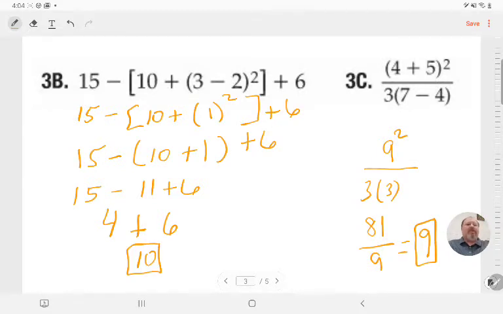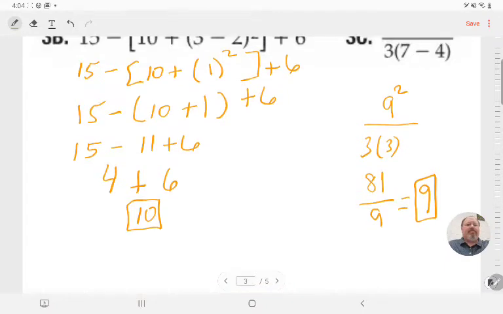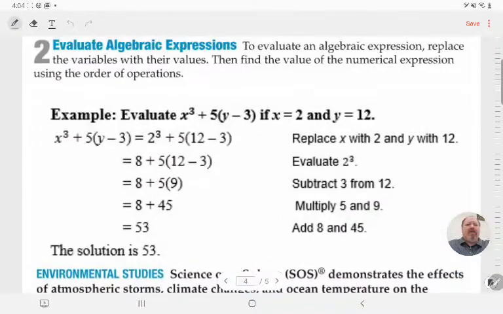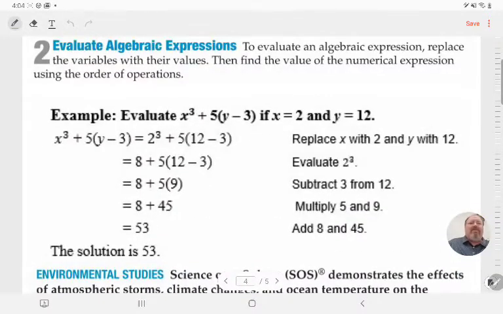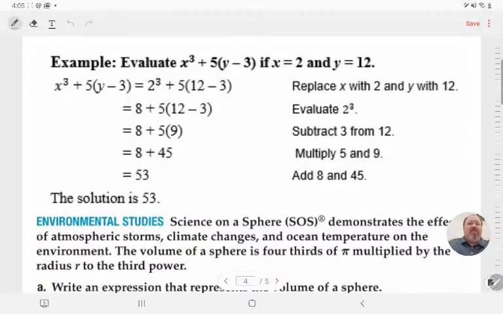All right. Hopefully you guys did really well on that. Now we're going to talk about evaluating algebraic expressions. To evaluate algebraic expressions, you replace the variables with their values. Then find the value of the numerical expression using the order of operations. So, for example, we have to evaluate x cubed plus 5 times the difference of y and 3. And we know that x equals 2 and y equals 12. So we just plug in for the variables what they're supposed to be.